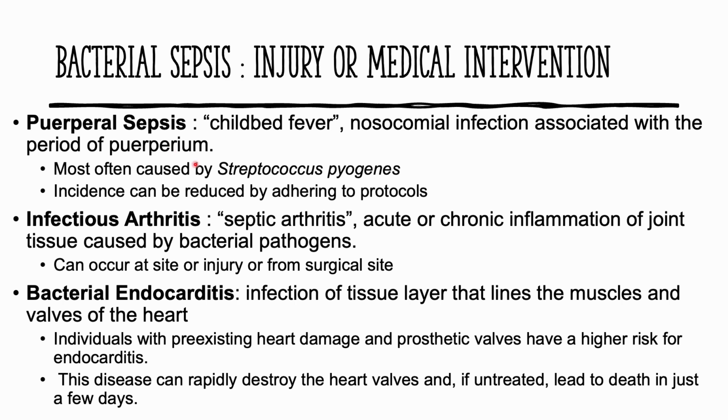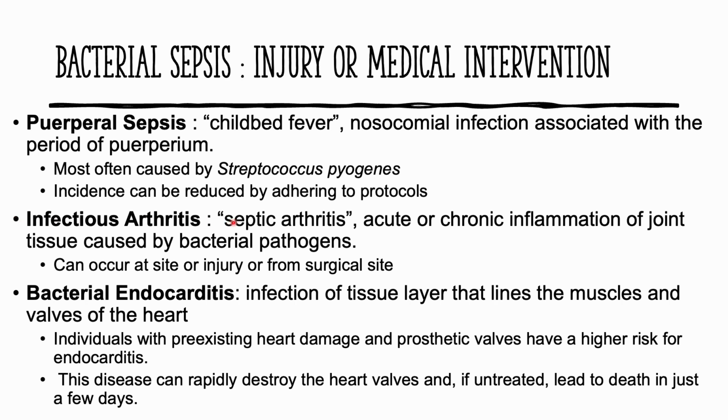This is most often caused by the bacteria Streptococcus pyogenes, but it can be caused by other types of bacteria as well. And puerperal sepsis can be greatly reduced just by adhering to sanitary protocols, like hand washing and aseptic techniques during childbirth. Then we have infectious arthritis.